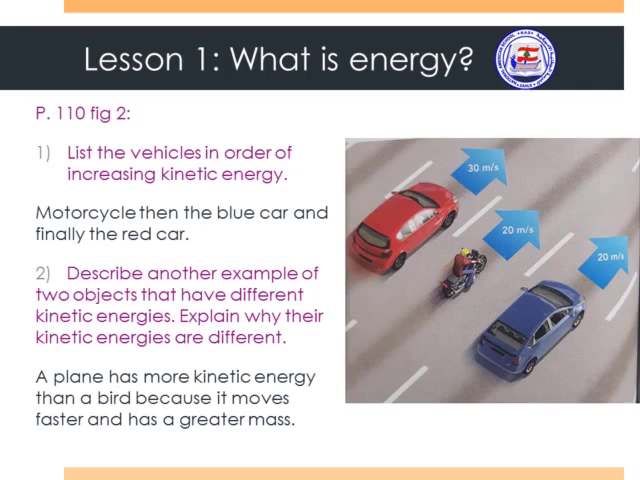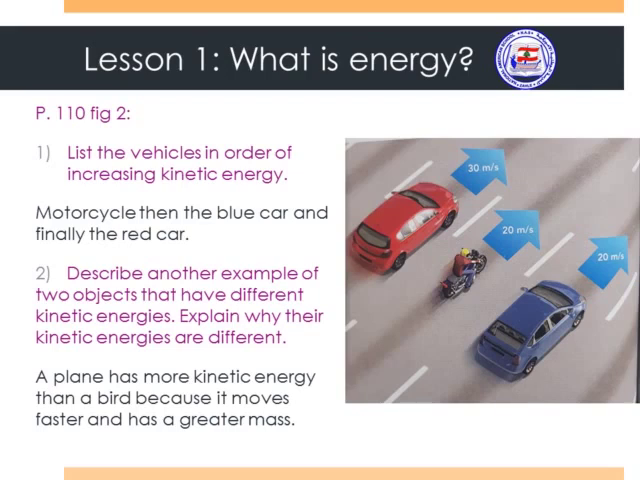In this case, let's start by comparing the speeds. So the red car has the highest speed, which is 30 meters per second. So it has the highest kinetic energy. So now what's left is the motorcycle and the blue car. They have the same speed, which is 20 meters per second. So I can compare their masses instead. The blue car has a bigger mass than the motorcycle, which means that it will have a higher kinetic energy.